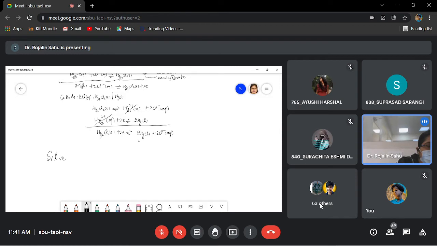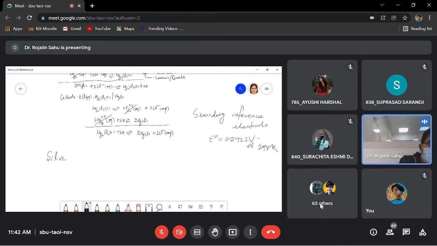Calomel electrode is also used as a secondary standard electrode, secondary reference electrode, and its electrode potential is 0.2422 volt. Okay, just remember that at 298 Kelvin.